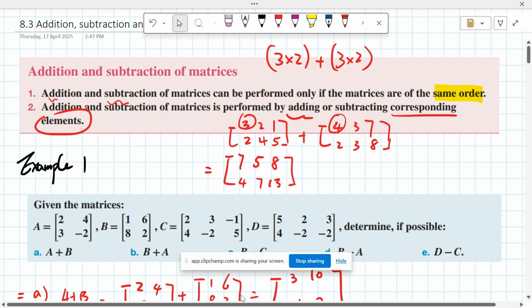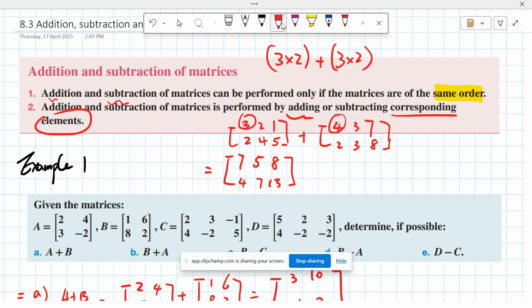Welcome back, everyone. Today we're going to start with addition and subtraction of matrices. Addition and subtraction can only be performed when the matrices are the same order.